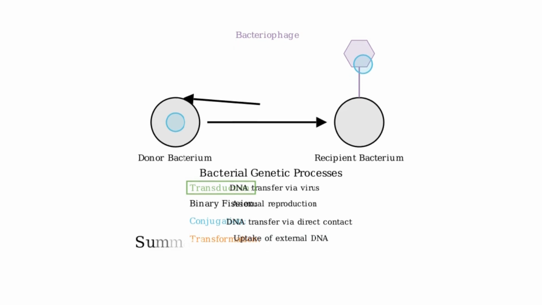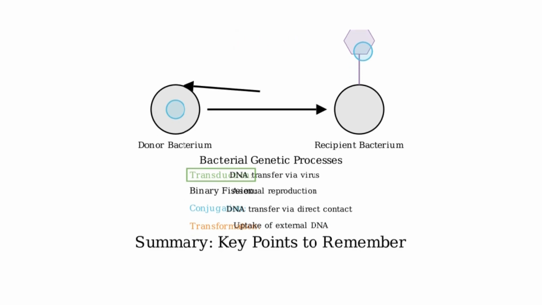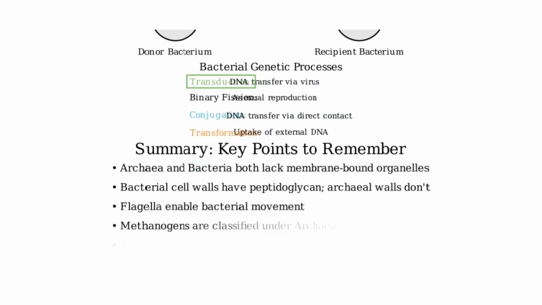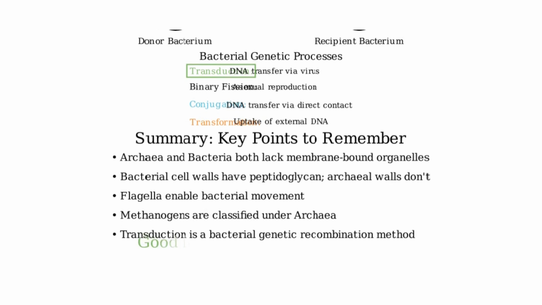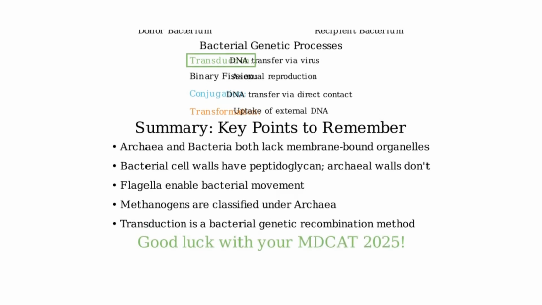That brings us to the end of our review of the 5 most important MCQs for the MDCAT 2025 biology exam regarding prokaryotes. Let's quickly summarize the key points. Both Archaea and Bacteria lack membrane-bound organelles. Bacterial cell walls contain peptidoglycan, while archaeal cell walls don't. Flagella are responsible for bacterial movement. Methanogens belong to the domain Archaea, and transduction is a method of genetic recombination in bacteria. I hope this video helps in your exam preparation. Good luck with your MDCAT 2025.